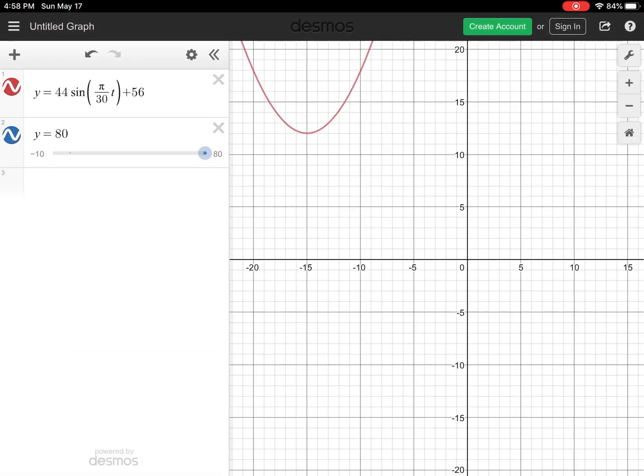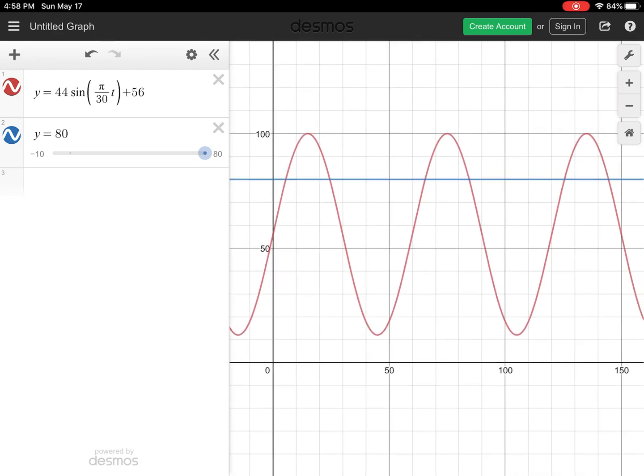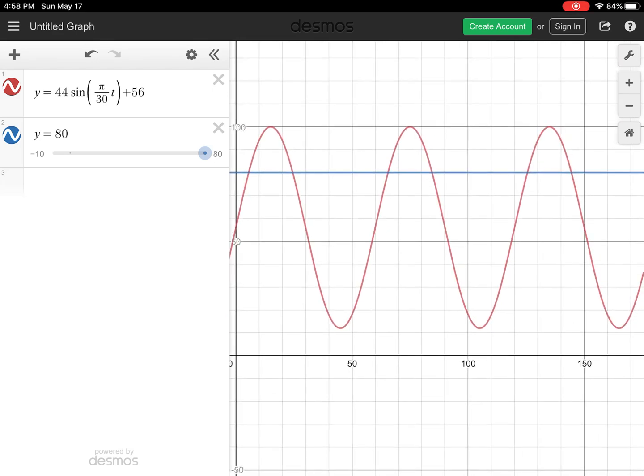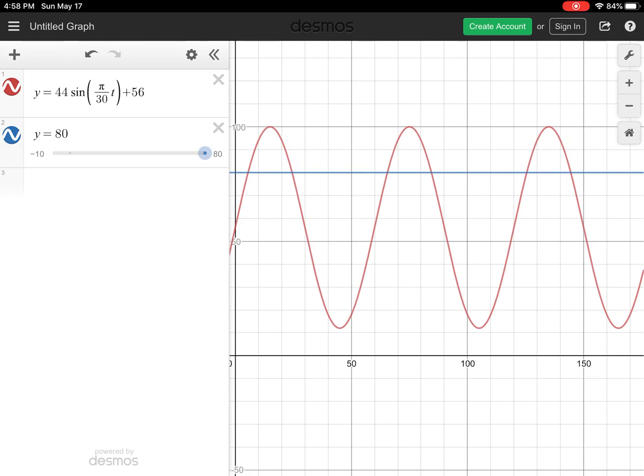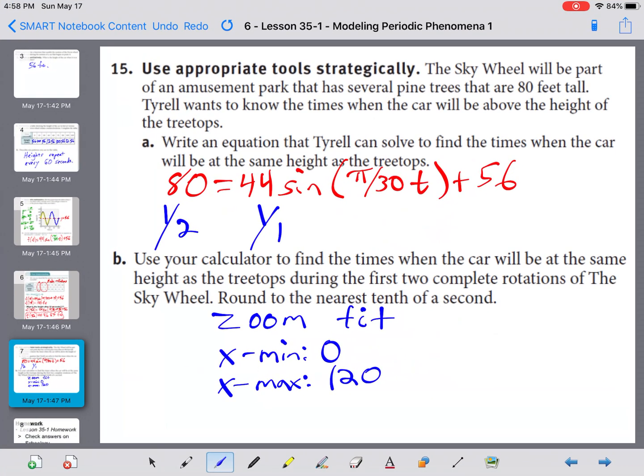If you're on Desmos here, we can kind of zoom out a little bit and start to see our graph. So there it is. You can see it goes up to a height of 100. Looks just like the graph we made by hand. Now, if I want to find where this blue line hits it, on Desmos, I can just touch on the points.